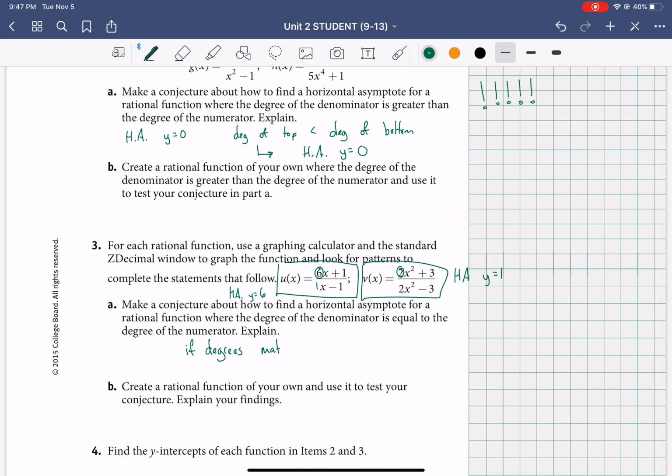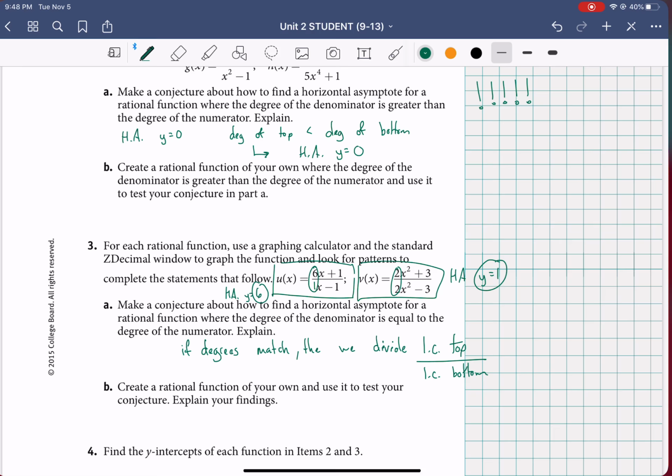degrees match, then we divide the leading coefficient of the top by the leading coefficient of the bottom, right? So in this case here, we did 6 divided by 1 to get 6. And here we did 2 divided by 2 to get 1. That will always work. So again, B for this problem says, let's try to test that.